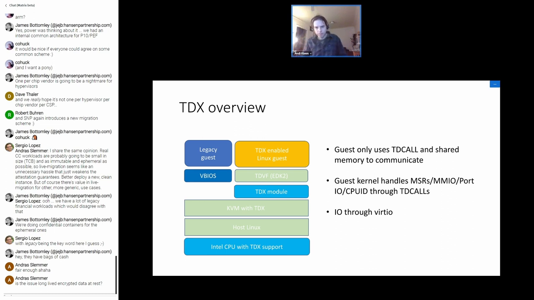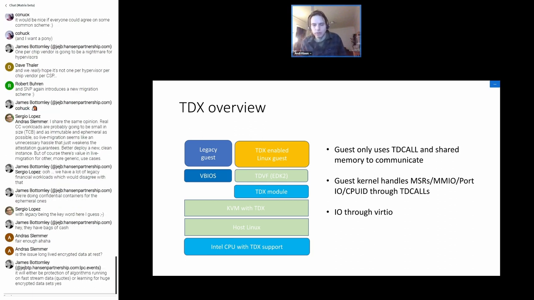Then we of course have host Linux, and an underlying CPU. The guest uses TD calls to do all the communication and also shared memory if needed. We're using the TD calls to implement lots of operations like MSRs, MMIO, port IO, CPUID, most CPUID, and a few other things. At least in the initial implementation, the IO is for virtio, like on KVM, but it could also be different for other hypervisors. This is the basic overview.